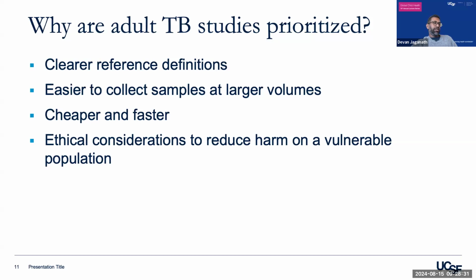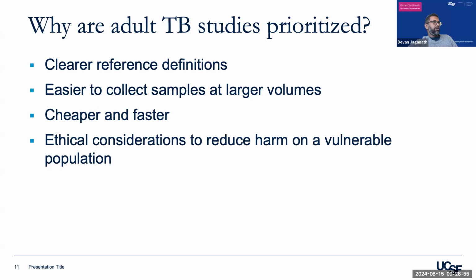The samples are easier to collect. They can collect larger volumes, again, of maybe blood, which is useful early on when you're doing iterative testing. It can be cheaper and faster to enroll adults. The burden globally of TB is majority in adults, so you can enroll a lot faster. And again, usually you just need a baseline evaluation.